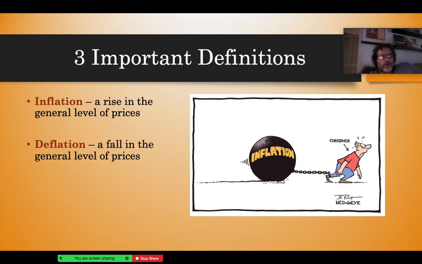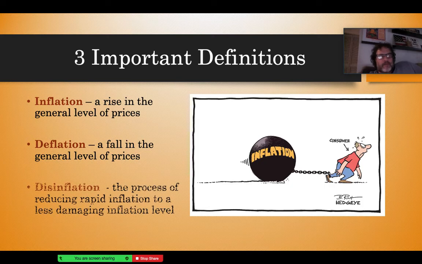And then we have a third one. We don't talk a whole lot about it, but it's definitely worth knowing, which is disinflation. And this is trying to not move us to deflation, but try to slow down the pace of inflation, right? Make inflation not happen so quickly. Okay? So those are the three definitions. We mainly talk about inflation, but you should understand deflation too. They're just opposites.